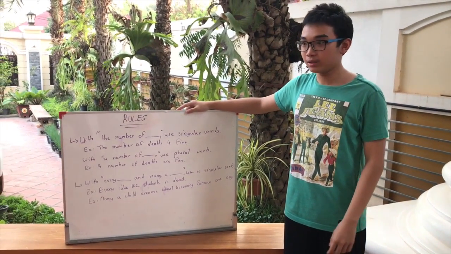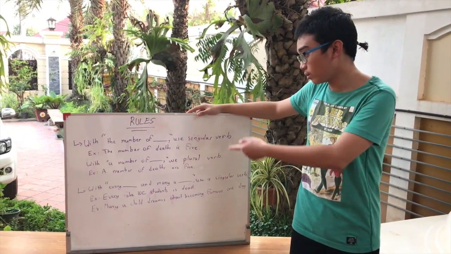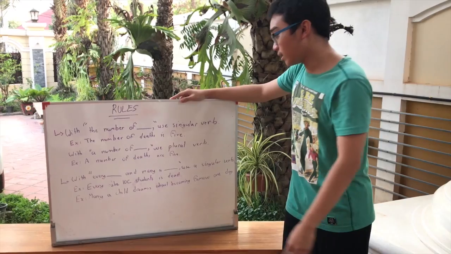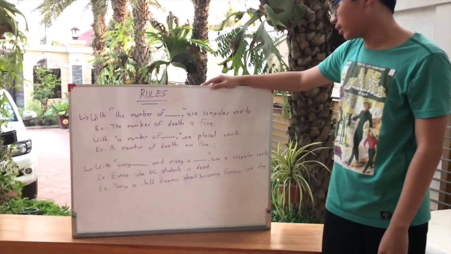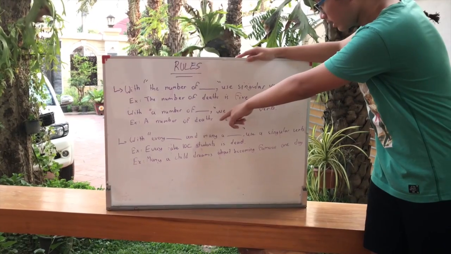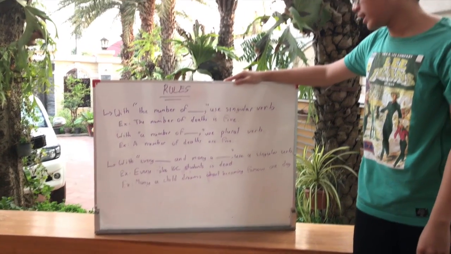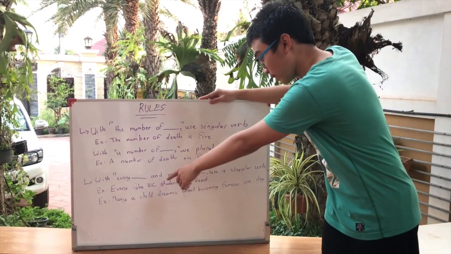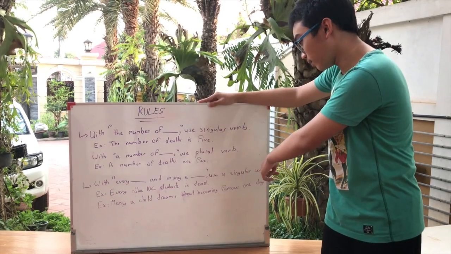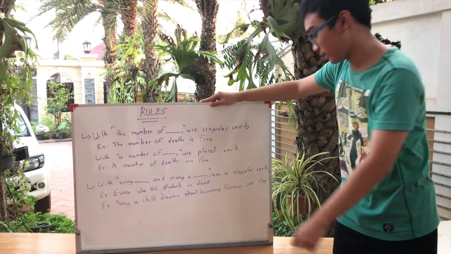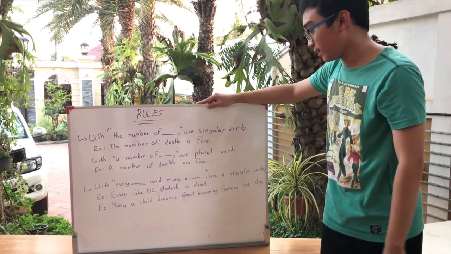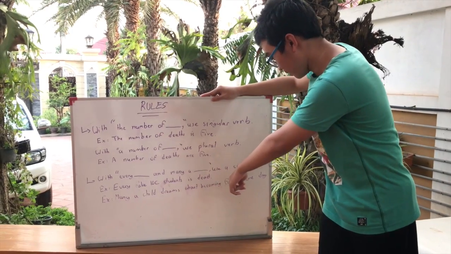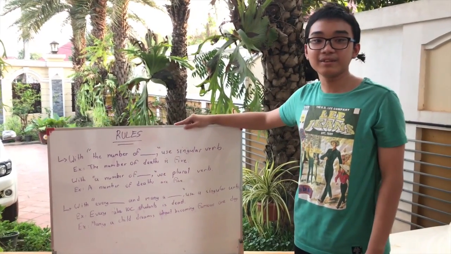Lastly, I will talk about two last rules. The first rule is, the number of blank takes a singular verb. For example, the number of dashes is 5. And another is, a number of blank takes a plural verb. For example, a number of dashes are 5. And the second rule is, every blank and many a blank take a singular verb. For example, every vacant student is dead, and another example is many a child dreams about becoming famous one day.